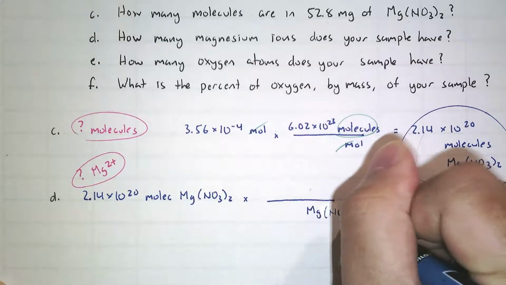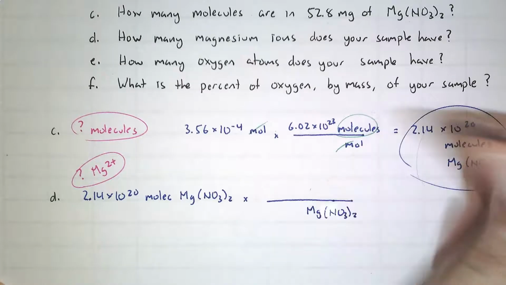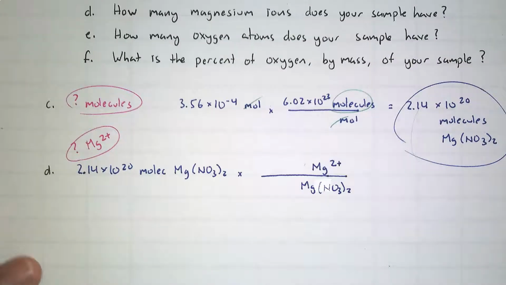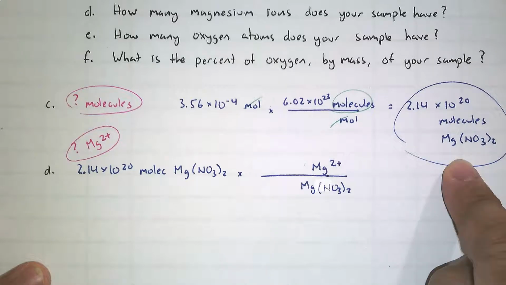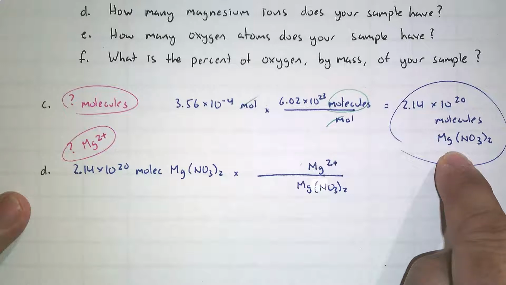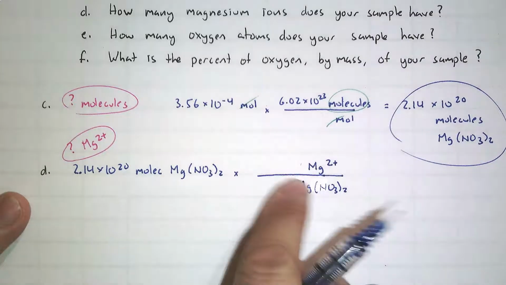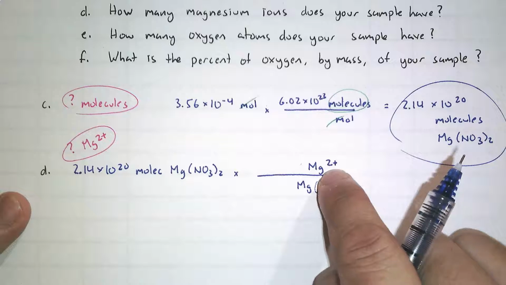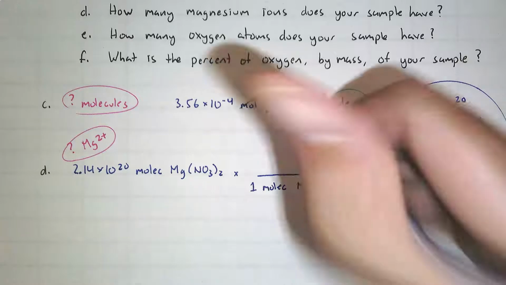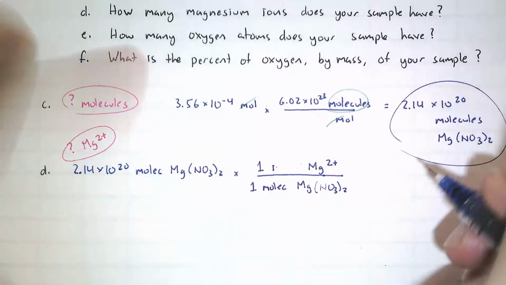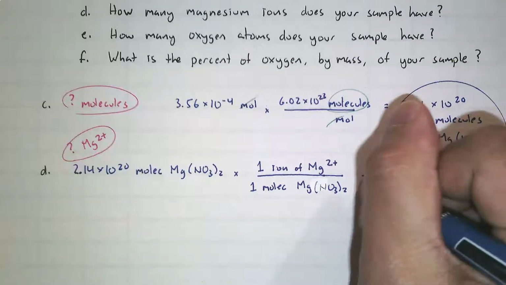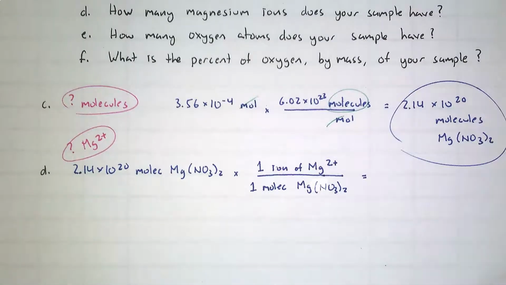So how do I do that? How do I get rid of that unit and be left with this unit, 2 plus? Okay. We have to analyze our ionic compound. For every one molecule of this, we have one ion of that. Did you hear what I said? So every one molecule, we have one ion of Mg2 plus.